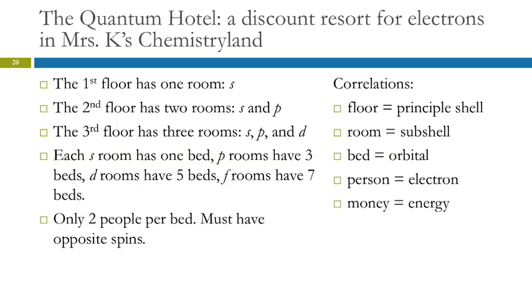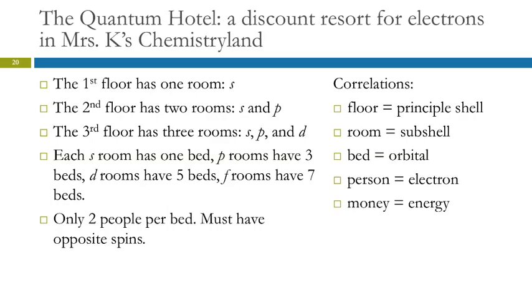So the first floor only has 1 room. The second floor has 2 rooms. The third floor has 3 rooms. Guess how many rooms are on the 4th floor? 4. Okay. The rooms are given letters. So on the first floor, there's an S room. On the second floor, there's an S room and a P room. On the third, there's S, P, and D. On the fourth, it would be S, P, D, and F. And so how do you keep the different S rooms straight? Well, the one on the first floor is the 1S, and the one on the third floor is the 3S. You following me so far?